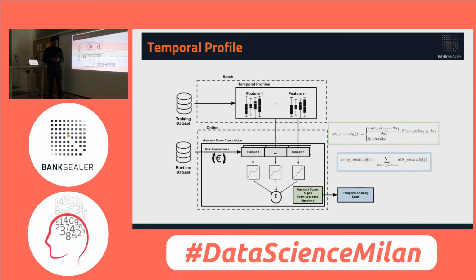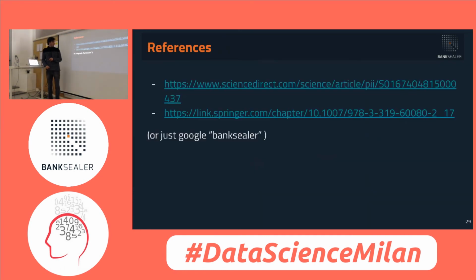This produced another score, and those three models are merged together, and this is how we obtain a score that is the ranking measure we are using. Actually, this is it. As I was saying, there is some research paper about this, so if you want to have a look, you can find them here, or you just Google Banksealer, or we can send them to you. That's all. If you have any question.